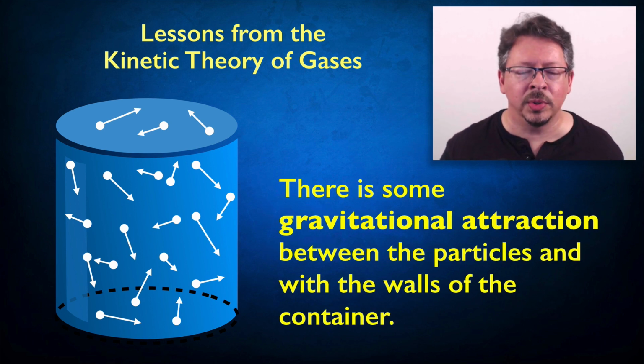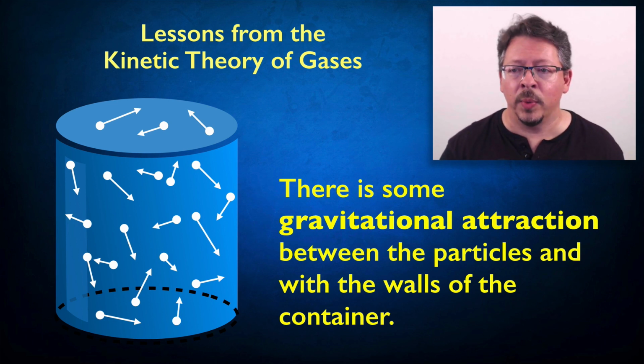The model assumes that there are no forces acting between the particles, but the gravitational force is always there, and we know that there are other quantum mechanical forces that are present. So how should we think of this?